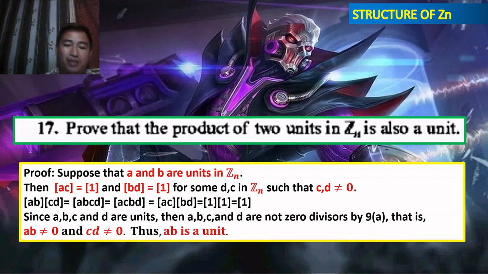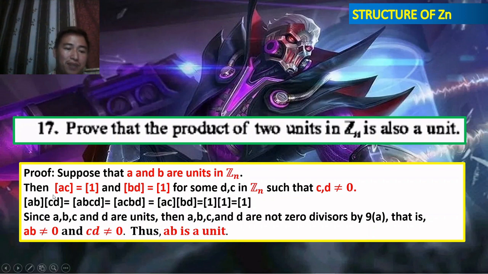So suppose that A and B are units in Zn. Then AC equals 1 and BD equals 1 for some C and D in Zn such that C and D are not equal to 0. So there exist nonzero classes such that their product is 1, since they are units in Zn.